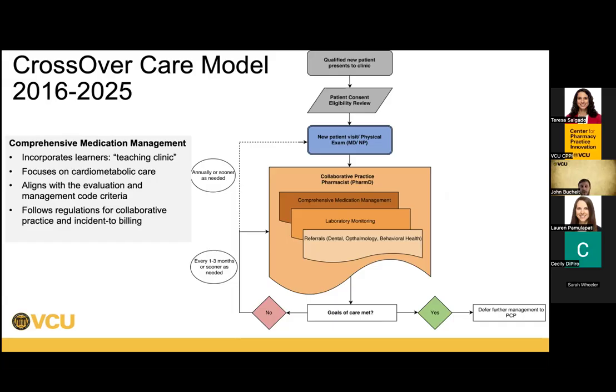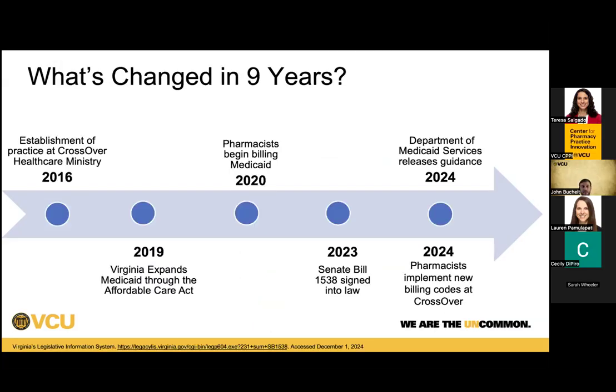Some highlights of our clinic. So we incorporate learners in our clinic. It is a teaching clinic. So most days I have at least two students in my clinic, if not more. I also typically have a PGY2 resident in my clinic. Not every day, but most days. As I mentioned, the focus is on cardiometabolic care. And throughout this process, we really utilize incident to billing as needed and collaborative practice.